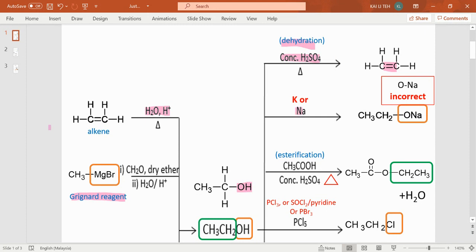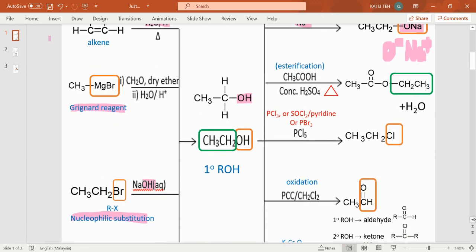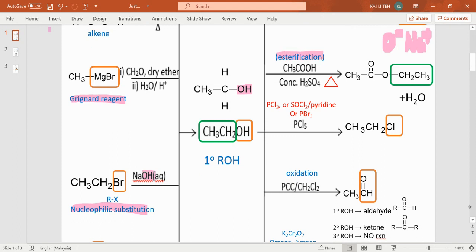Okay, another one, alcohol can react with metal, and because it is ONa, we cannot write the bond. It's actually positively charged and negatively charged, so it's an ionic bond. Another one is esterification. That is carboxylic acid reacts with alcohol and it will eliminate one small water molecule. So this part comes from the carboxylic acid.